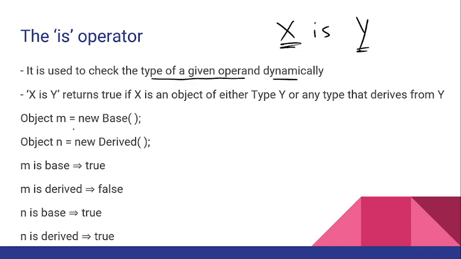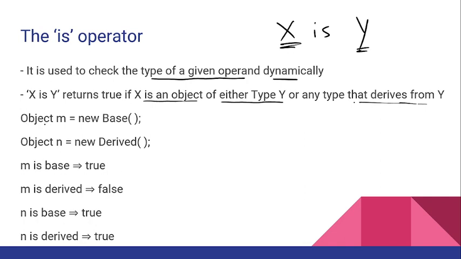Okay, let us understand the deep meaning. x is y returns true if x is an object of either type y or any type that derives from y. So if x is not directly of type y but it is of a type which is derived from y, still I would say x is y. Maybe slightly confusing, so let us take examples and we'll make it more clear.